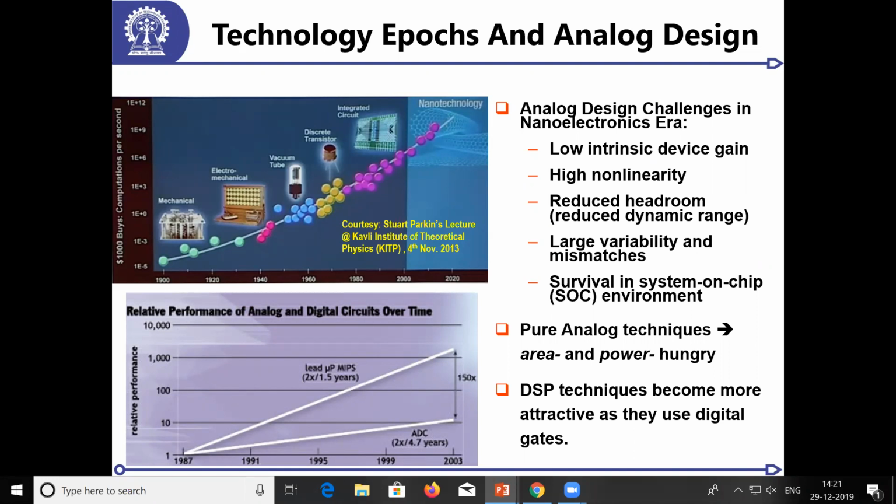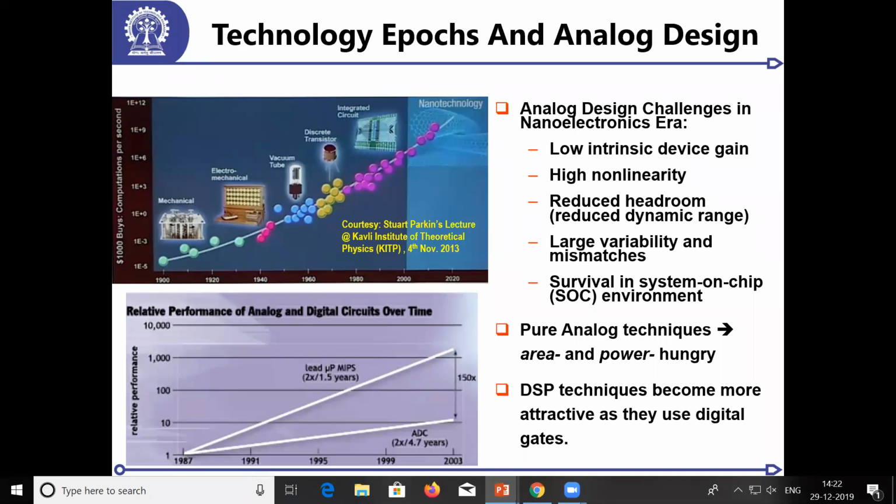Okay, analog and RF design are way below. They're orders of magnitude, 150x amount of scaling lower than what digital has seen. As technology scales, it becomes difficult to design analog circuits. An analog-to-digital converter gives you a digital output, but it is doing analog processing on the signal, so it is very, very difficult. Some of the challenges: as technology scales, the gain drops.